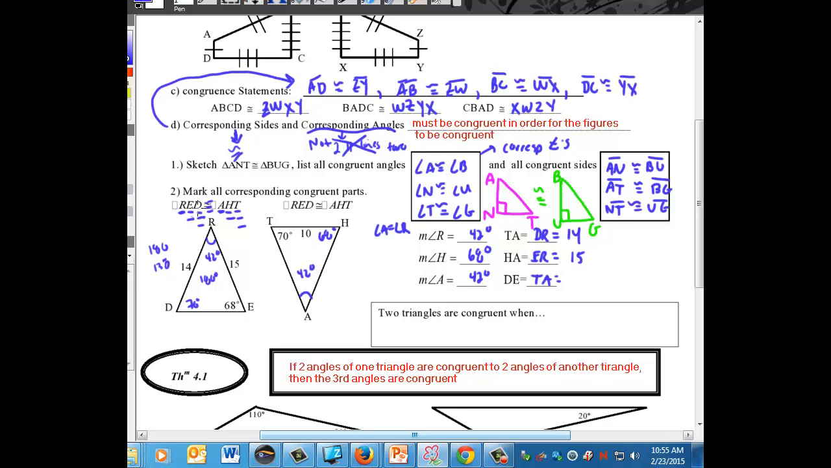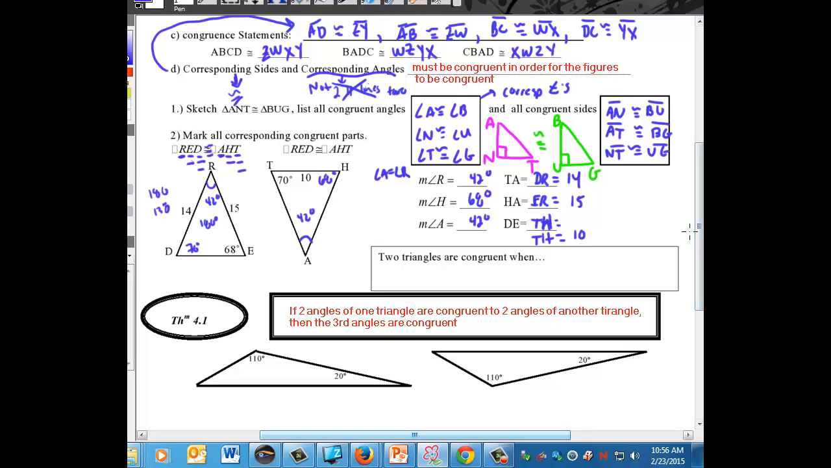DE goes last to second, and that means we have to go last to second. So this is not TA, it's going to be TH. There we go. Since it's TH, it's our base, and what is our base? Well, our base is 10. We have a length of 10.